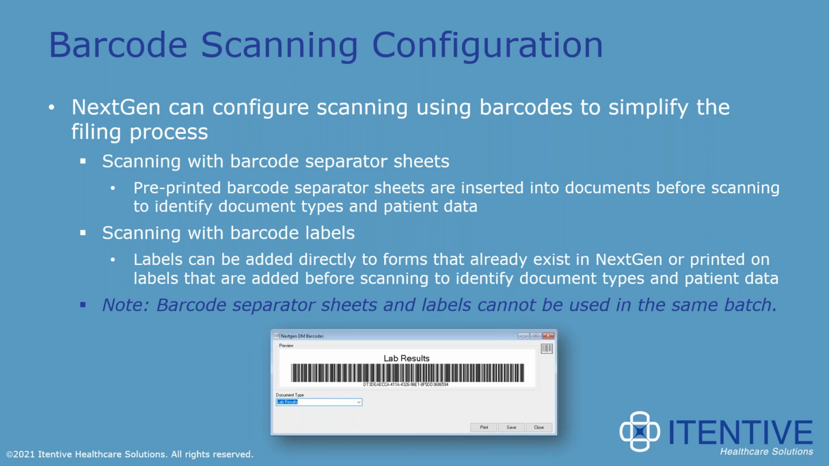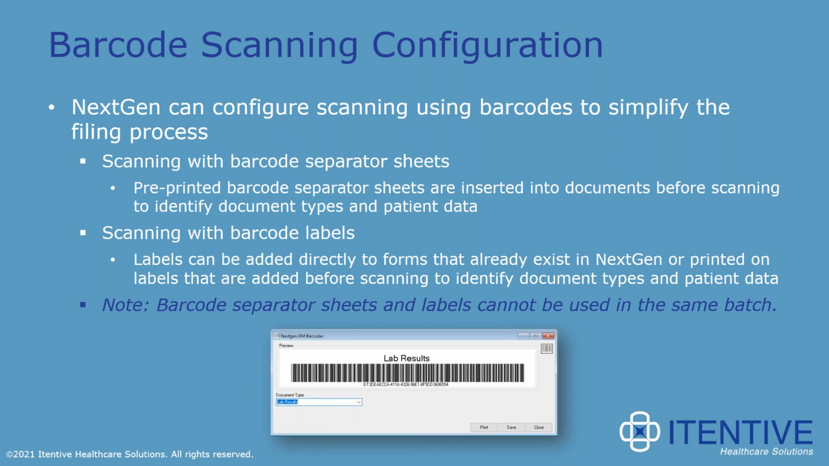The first is scanning using barcode separator sheets. These are barcode separator sheets that are printed ahead of time, and then they can be inserted into documents before scanning. That's going to help identify things like document types as well as patient data. For example, you could include something like the medical record number in your separator sheet to help identify the patient that this document is associated with.